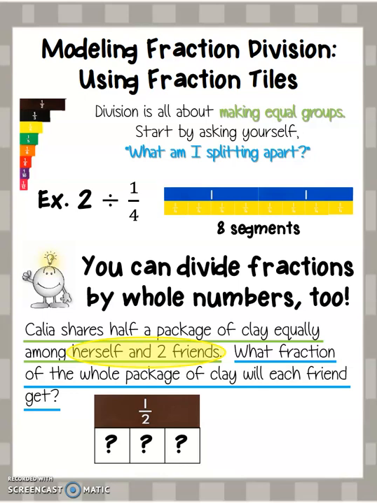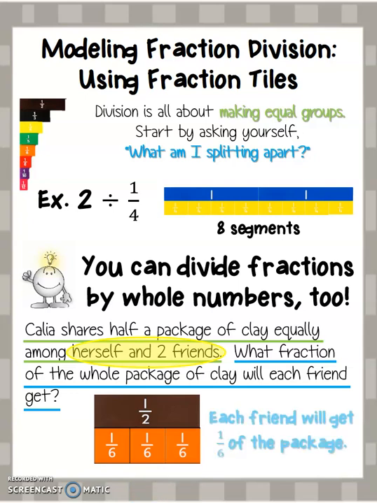Now you might recognize the relationship with the numbers, or you might do this just by playing around and guessing and checking, but we'll find that the 1/6 fraction tile lines up perfectly underneath this 1/2 fraction bar. That means each friend will get 1/6 of the package. Let's take a look at a couple examples using the actual tiles to model fraction division.